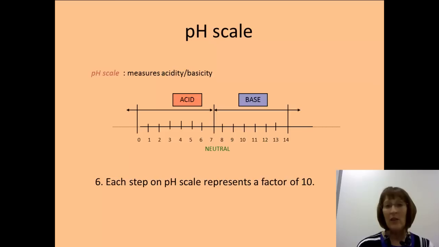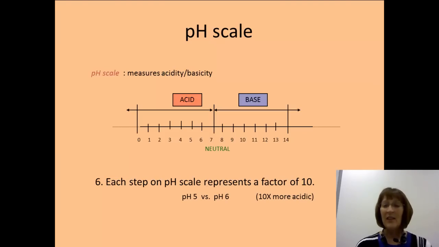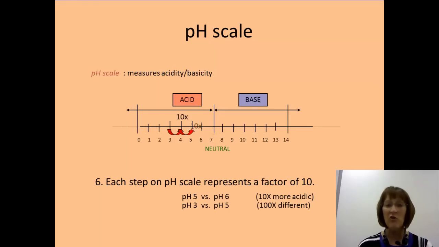So if you have a pH of 1 and a pH of 2, that means the pH of 1 has 10 times more hydrogen ions in it than the pH of 2 does. So it's 10 times more acidic than the pH 2. And pH 3 is 10 times less acidic than pH 2. Right. So if you have pH 5 versus pH 6, it is 10 times more acidic. If you have pH 3 versus pH 5, it's 100 times, because you've got 2 jumps. And, well, let's go on.